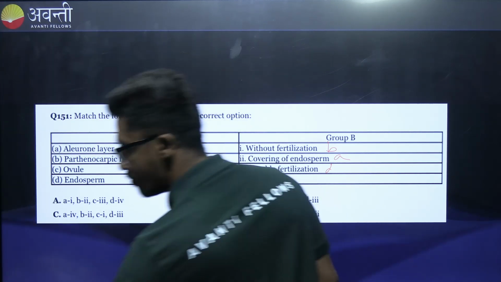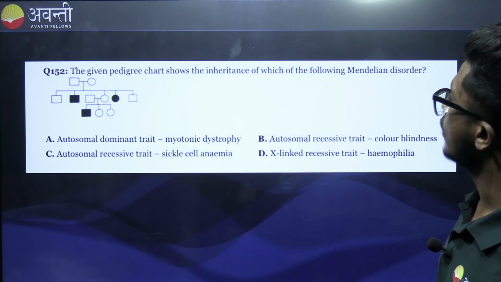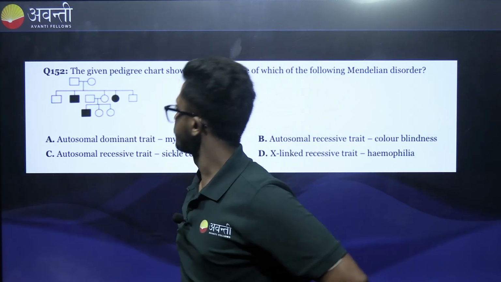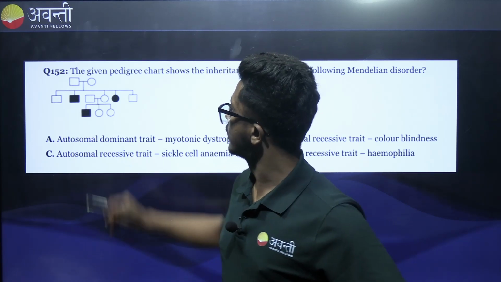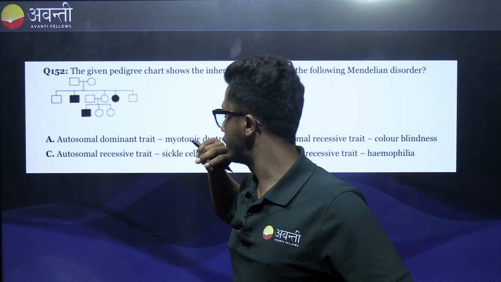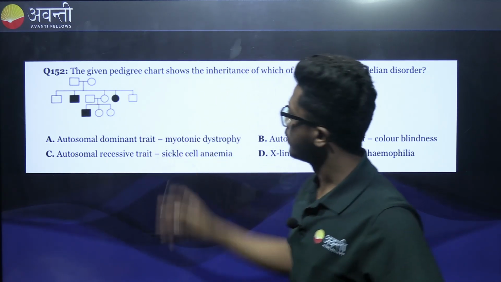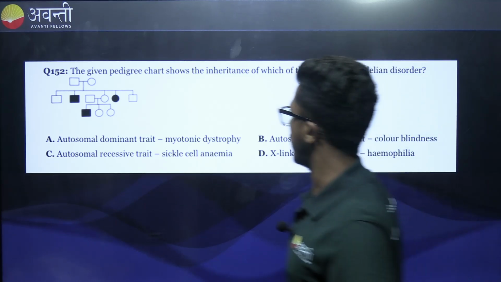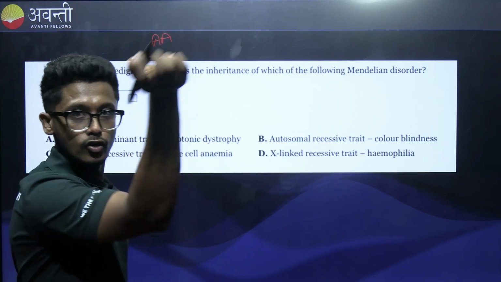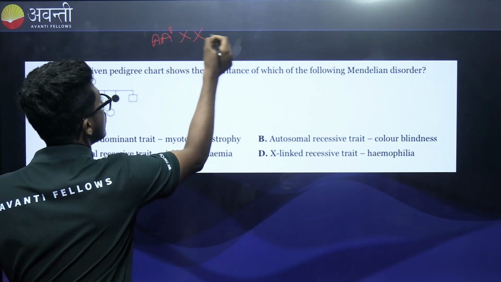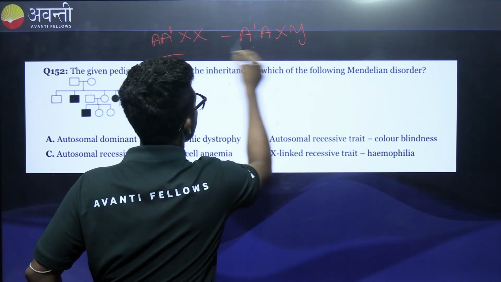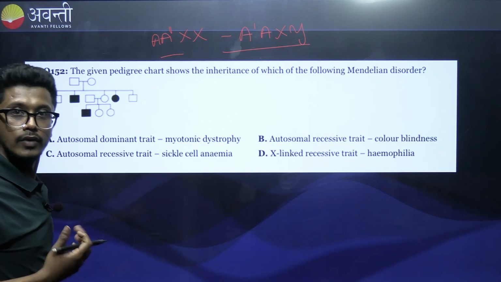Okay. Next one. Here is a pedigree chart that shows the inheritance of which of the following Mendelian disorders. Here there are two parents. In the next generation, only the son and daughter are expressing this and the rest of the sons and daughters are fine. So how is it even possible? Let's assume we have an autosomal recessive disorder, and Aa XX will marry Aa XY. Whenever there is an autosomal recessive trait, this condition can be seen.